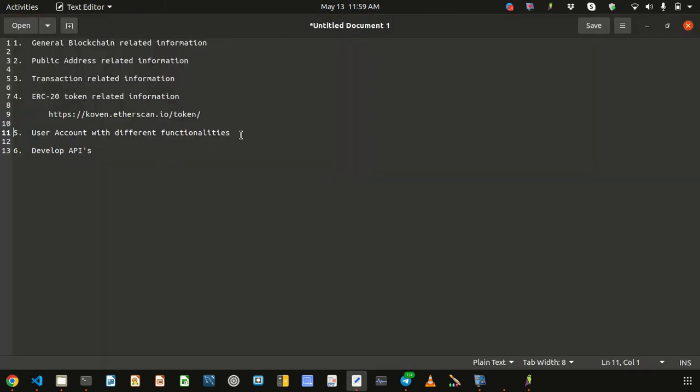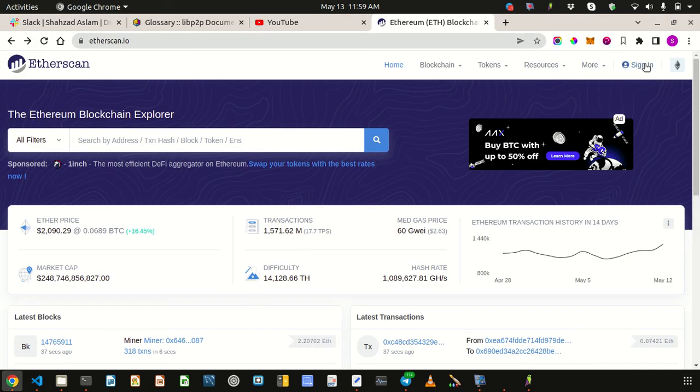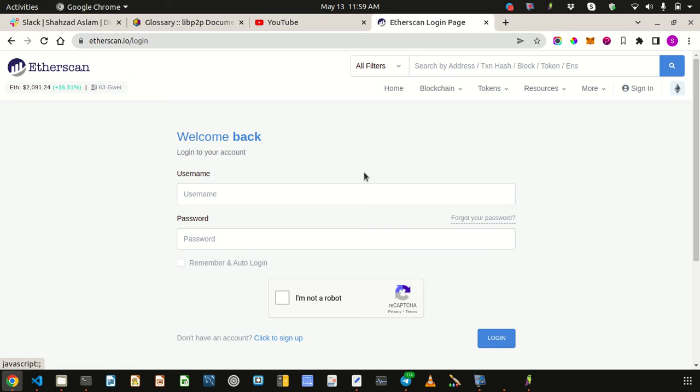Okay, so the next is the user account with different functionalities. You can create your own user accounts in Etherscan and get access to different functionalities. So let's go back and sign in to my own account. You can easily create your own account. I already have one account, so I can log in to that.